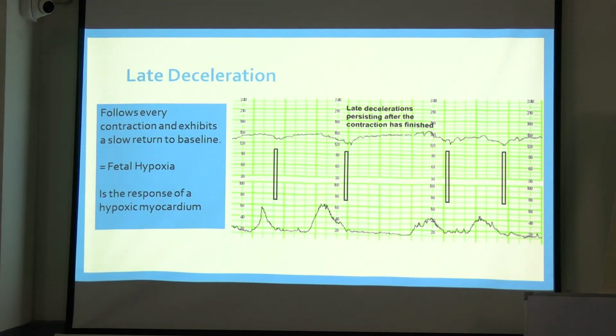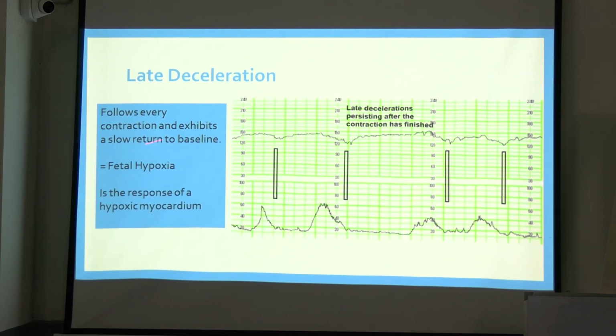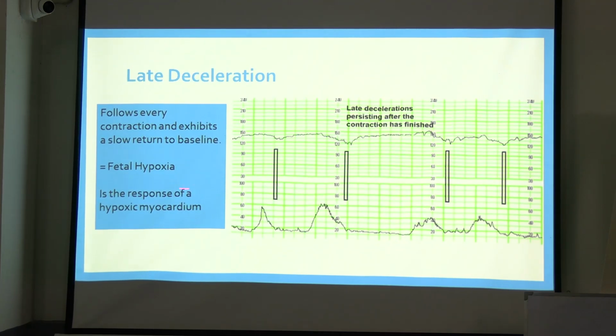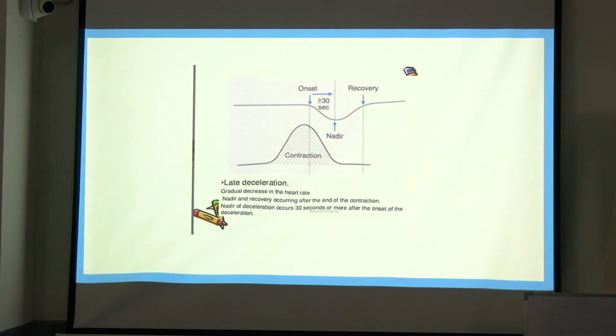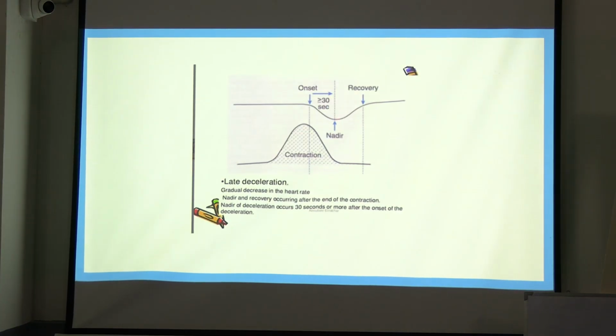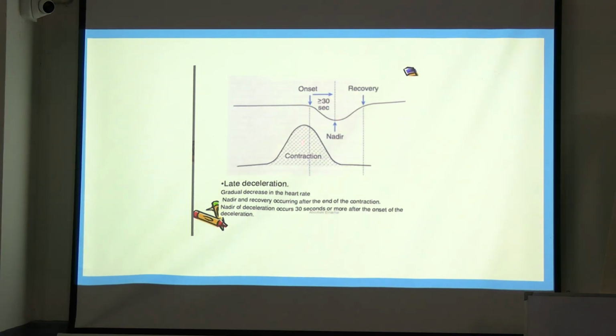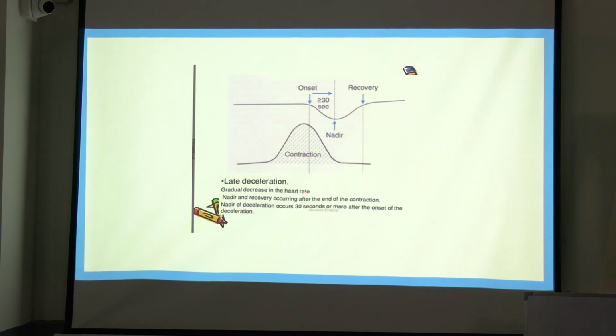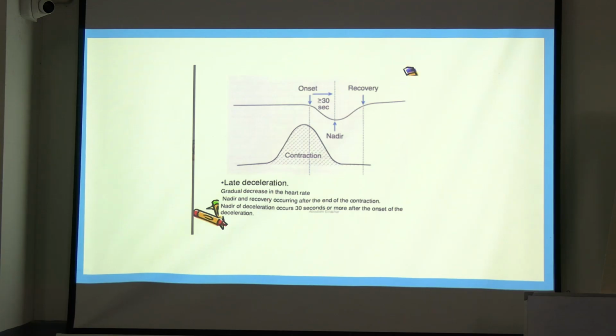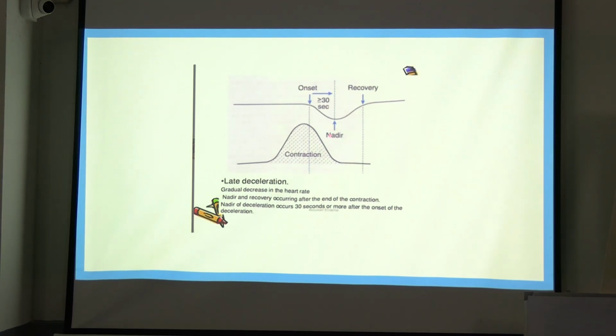Now coming on to the late deceleration. It follows every contraction and exhibits slow return to the baseline. It is due to fetal hypoxia and is a response to the hypoxic myocardium of the fetus. So here you can see this is the nadir and it is occurring after the peak of the contraction. Okay. Gradual decrease in the fetal heart rate, with nadir and recovery occurring after the end of the contraction. When the contraction ends, the nadir is occurring.